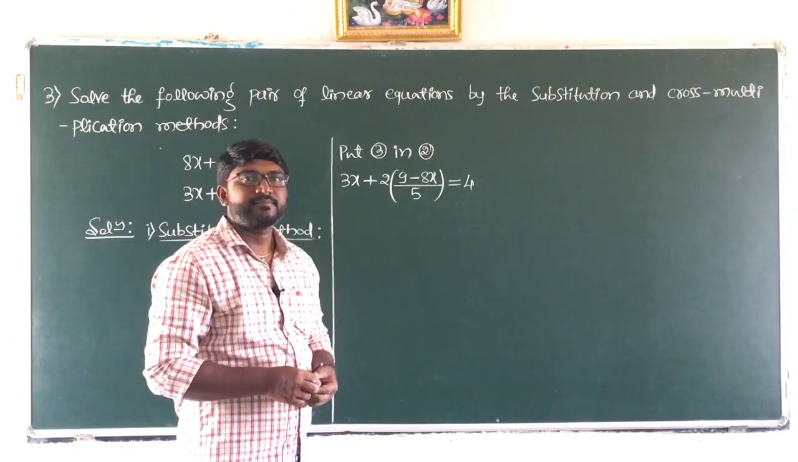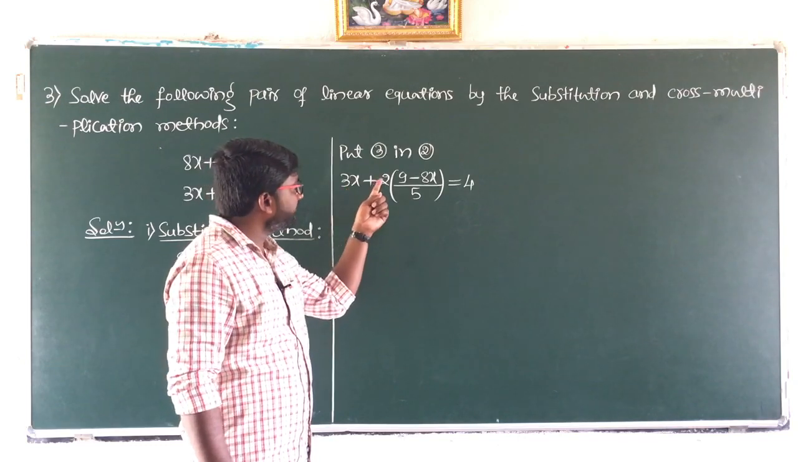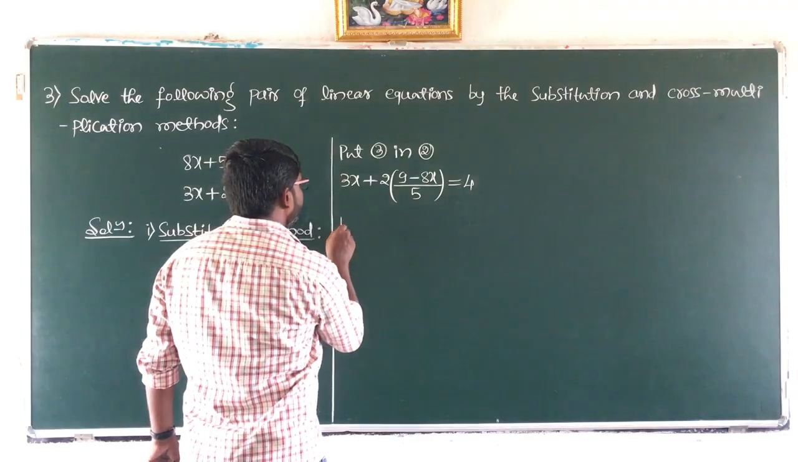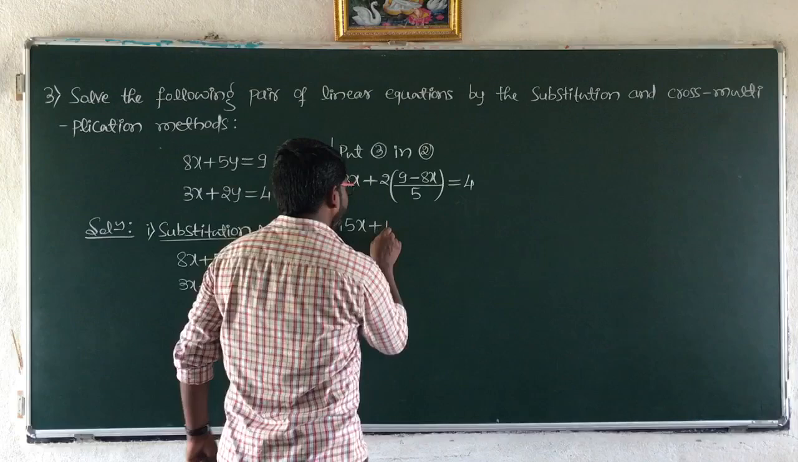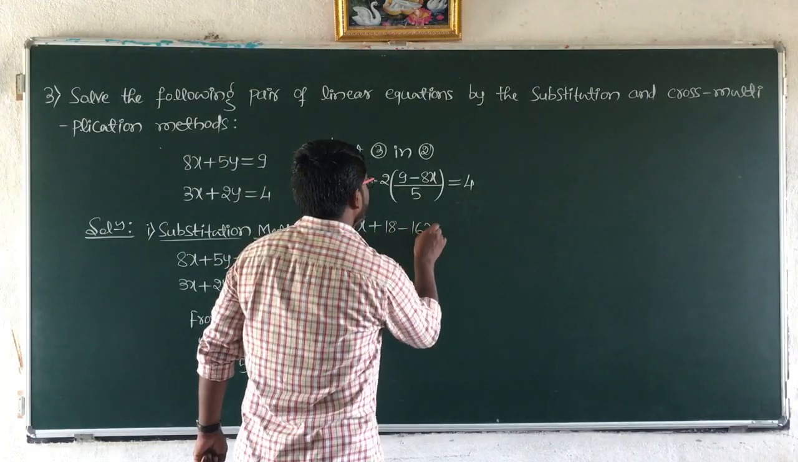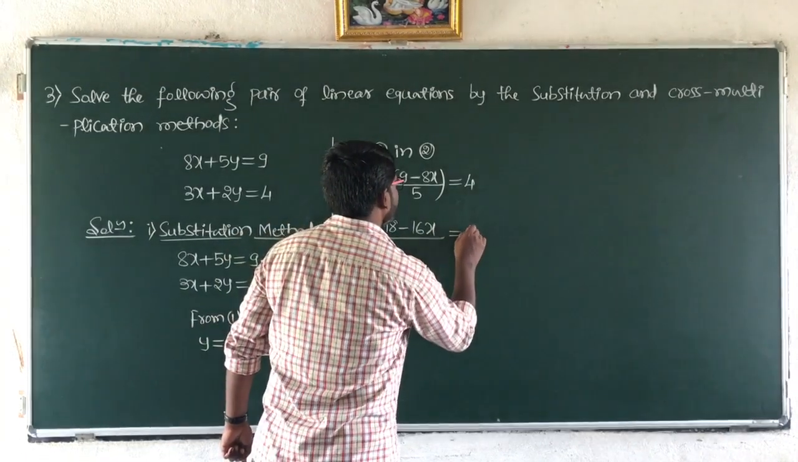So now take up the LCM. 5 will be multiplied with 3x. At the same time 2 must be multiplied with these two terms. So 5 into 3x will be 15x plus 2 into 9 it is 18, then minus 2 into 8x will be 16x, then whole divided by 5 which is equals to 4.